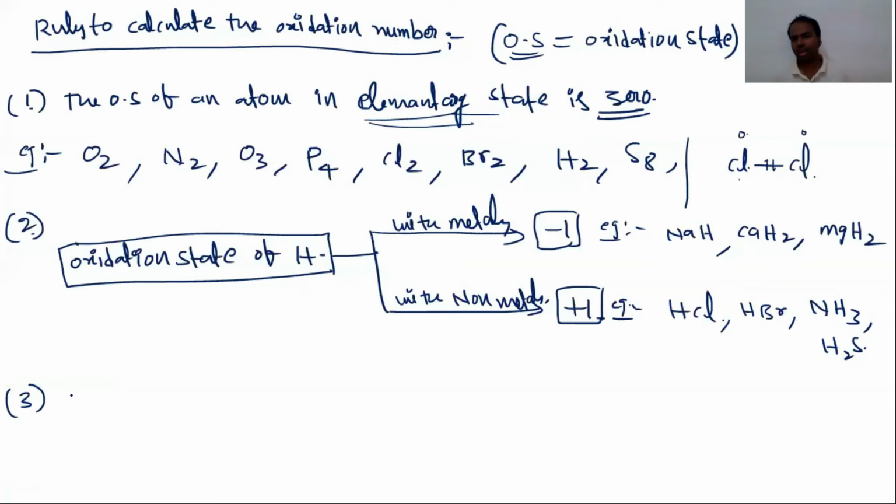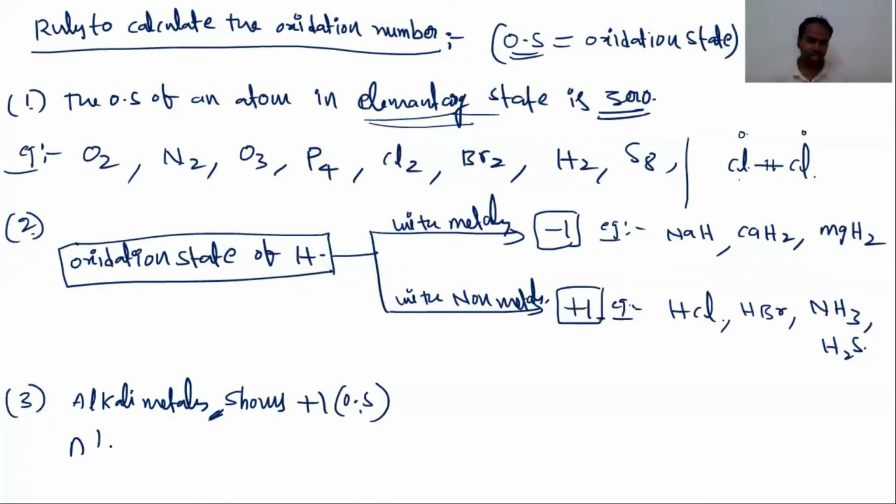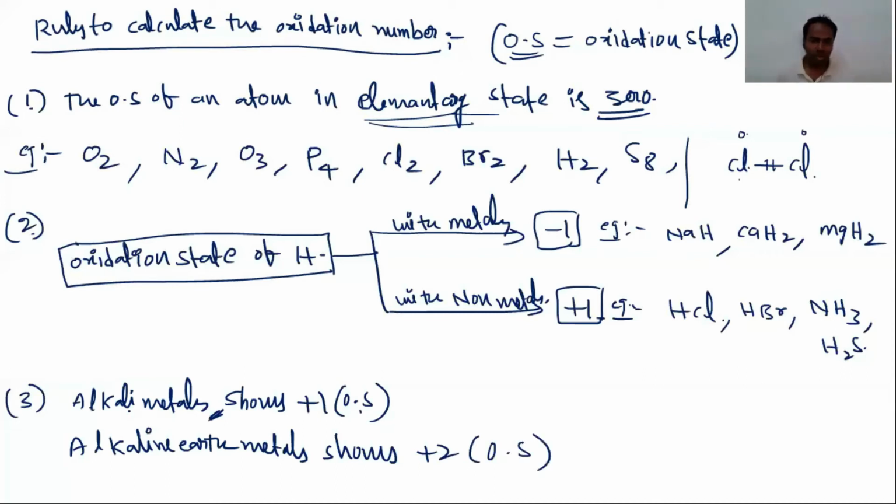Generally, alkali metals show the +1 oxidation state, whereas alkaline earth metals show the +2 oxidation state. Alkali metals are lithium, sodium, potassium, rubidium, cesium, francium. These show +1 oxidation state. Whereas alkaline earth metals show +2 oxidation state. So alkali metals show +1, alkaline earth metals show +2.